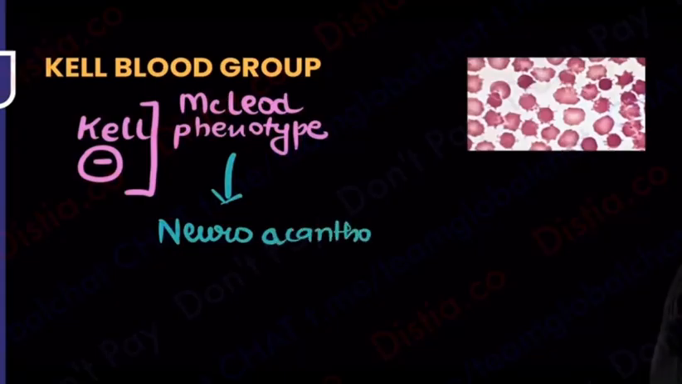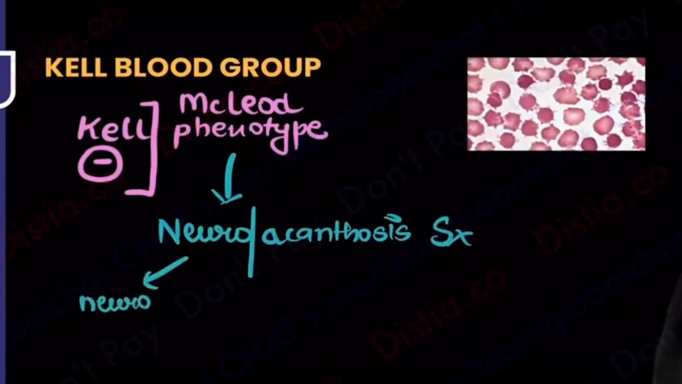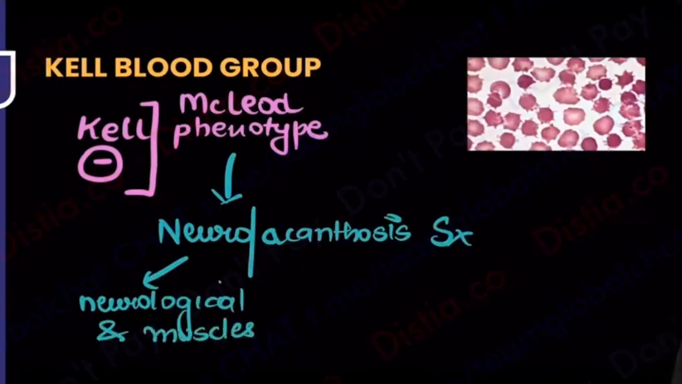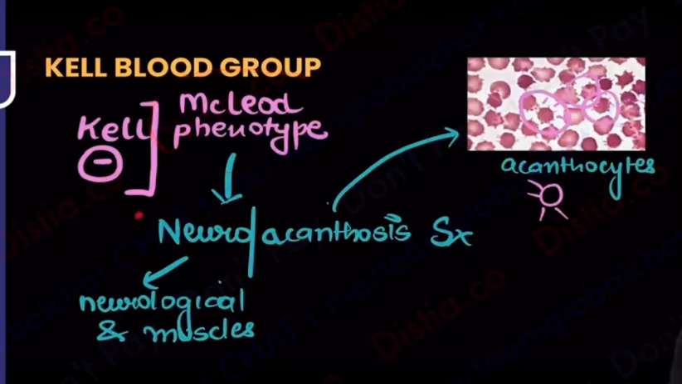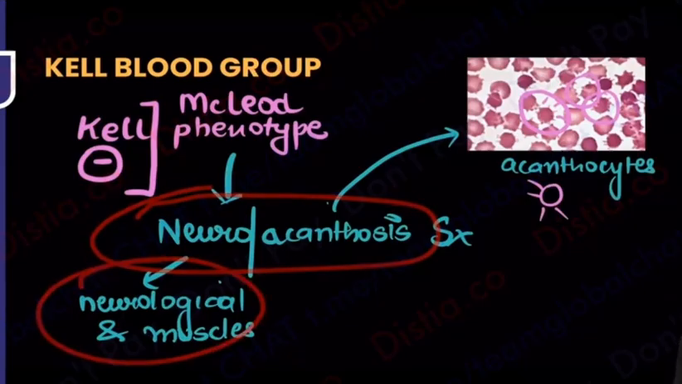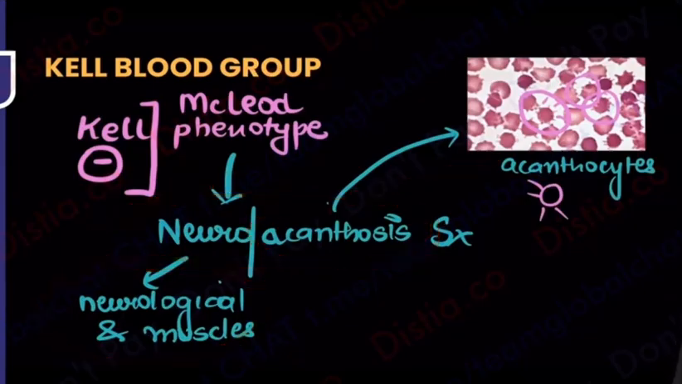What is neuroacanthosis, guys? Break the word and you will get the meaning. When I say neuro, there is going to be neurological and muscular deficit. So there are muscle problems. You will see some muscle dysfunction. There is weakness. There are dystrophies that will happen. And acanthosis means that what will you see in the blood? You will see acanthocytes. Do you remember acanthocytes from your RBC chapter? Acanthocytes had those spikes. Yes, I can see these red blood cells with spikes. So I'm seeing acanthocytes, and that is the McLeod phenotype. The McLeod phenotype says that there is neuroacanthosis. Neuro means neuromuscular problems, and acanthosis means there are going to be acanthocytes. That is the Kell blood group.